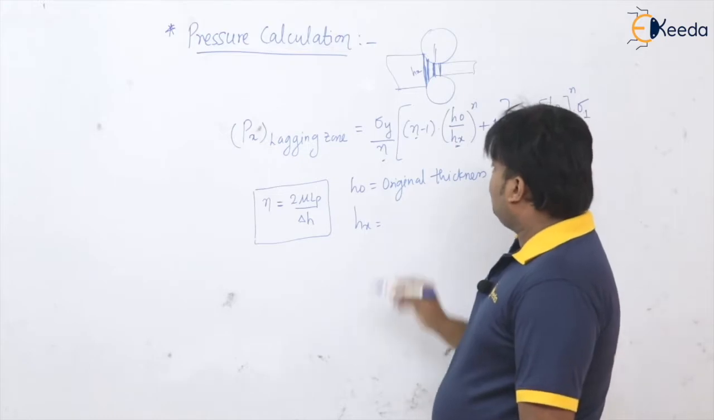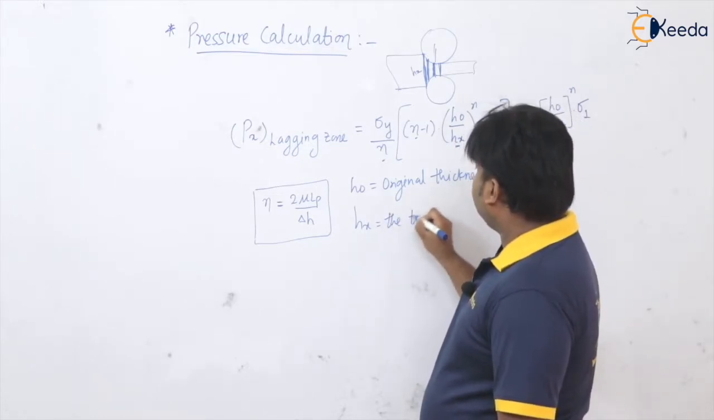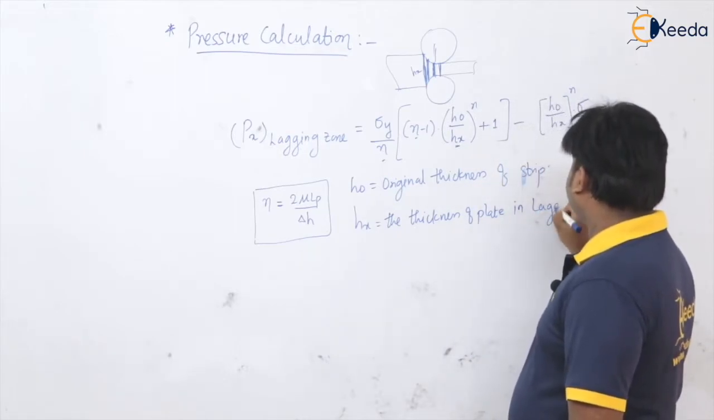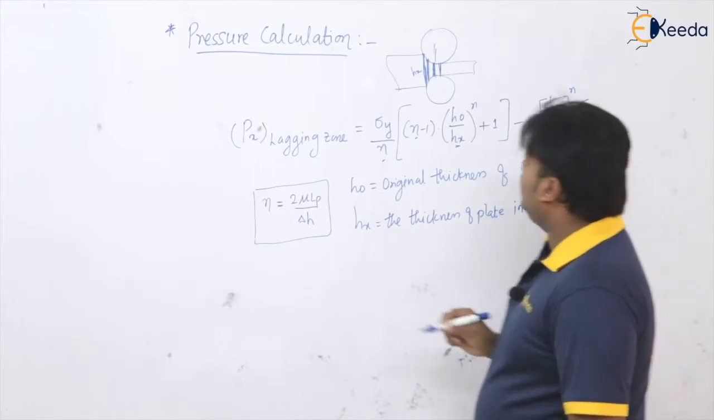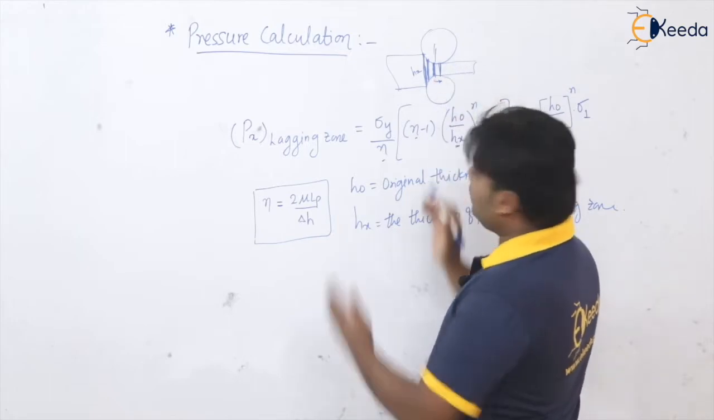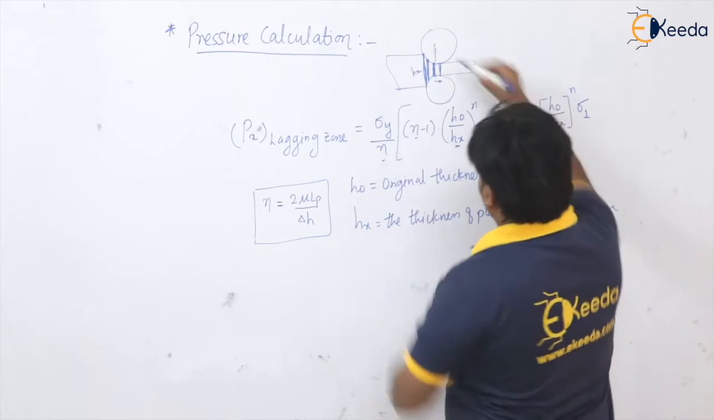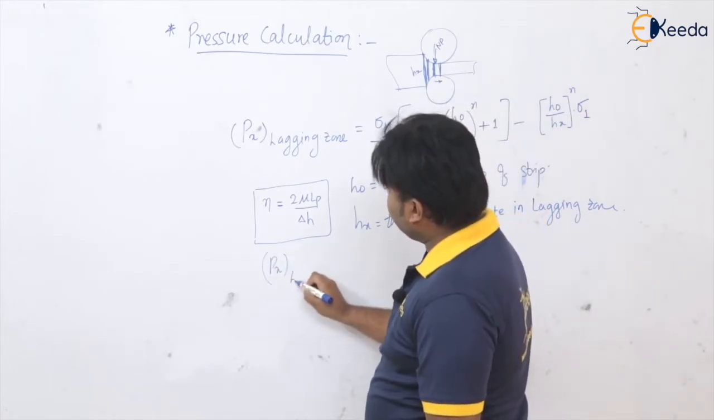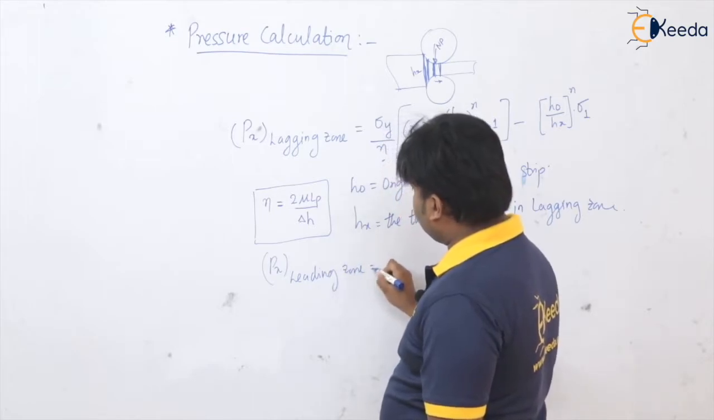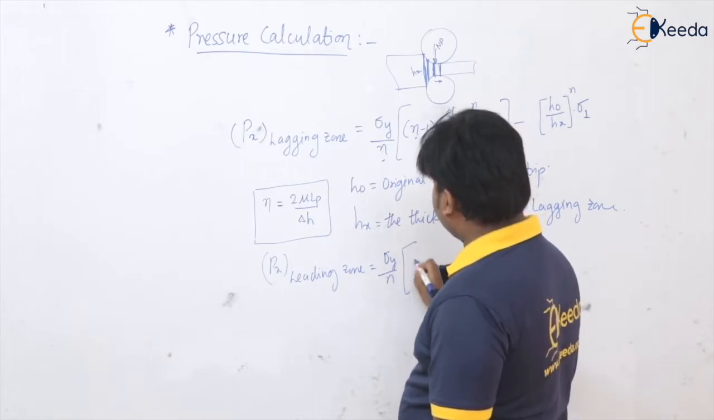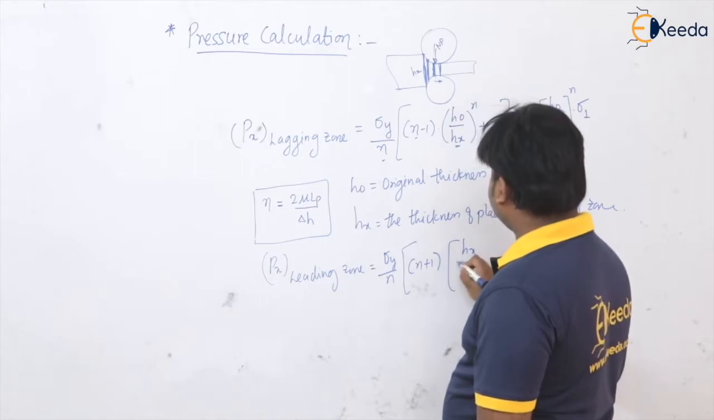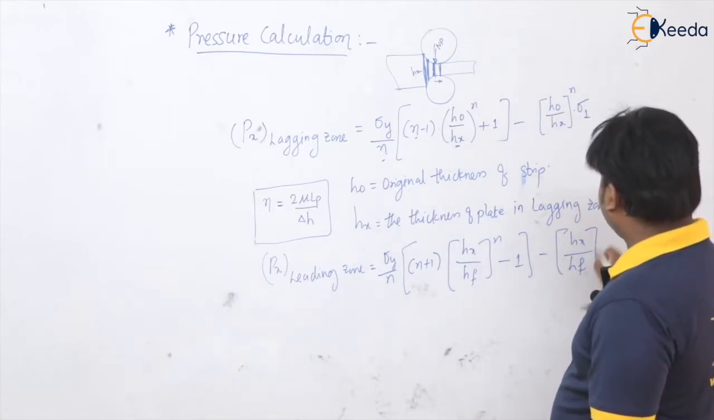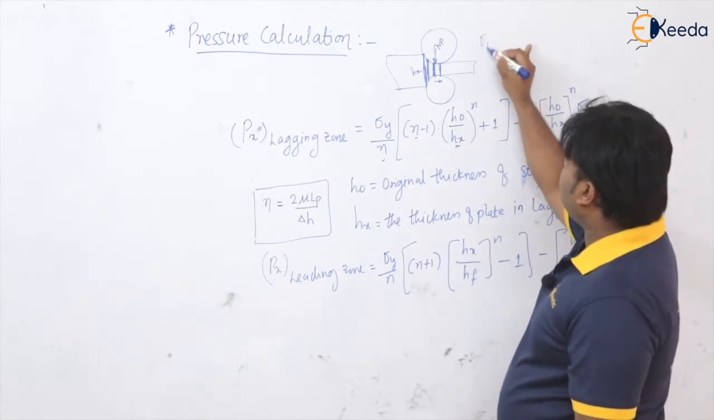So hx, the thickness of plate in the lagging zone, like that. Now if you calculate the pressure in the leading zone, that is the strip is now leading ahead of this neutral point. So this is our neutral point. So anywhere in this leading zone we can calculate the Px in the leading zone as equal to sigma y upon n into bracket n plus 1 into hx divided by h final to the power n minus 1 minus hx by hf to the power n into sigma 2, where sigma 1 and sigma 2 are what?